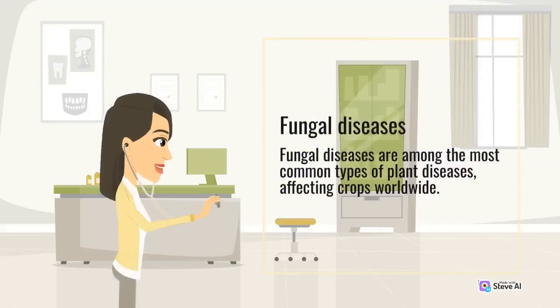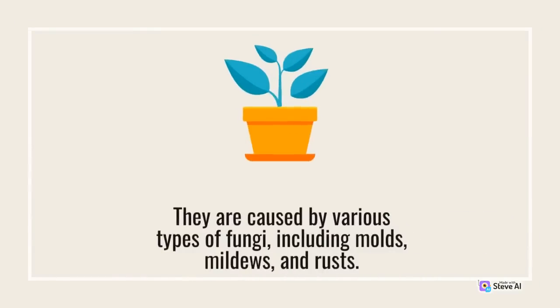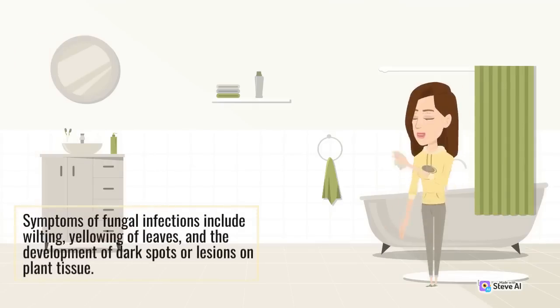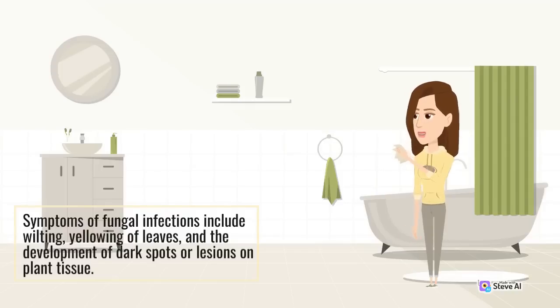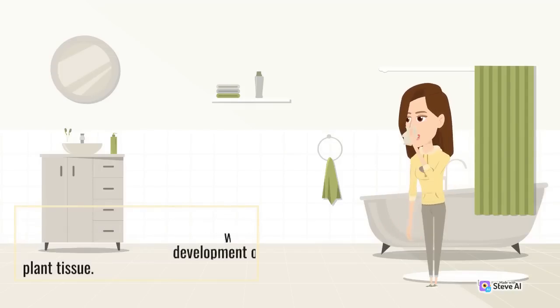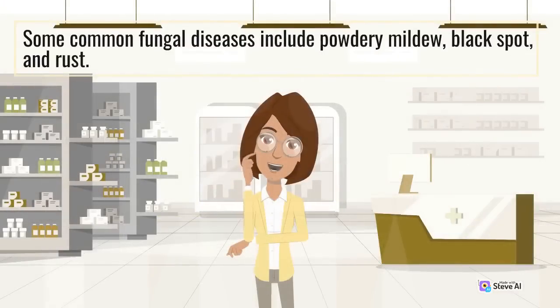Fungal diseases. Fungal diseases are among the most common types of plant diseases, affecting crops worldwide. They are caused by various types of fungi, including molds, mildews, and rusts. Symptoms of fungal infections include wilting, yellowing of leaves, and the development of dark spots or lesions on plant tissue. Some common fungal diseases include powdery mildew, black spot, and rust.